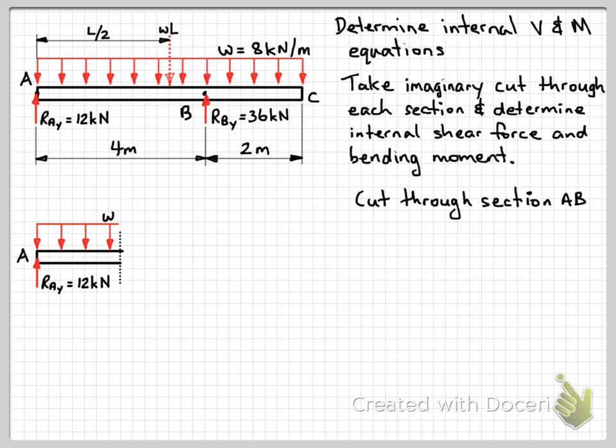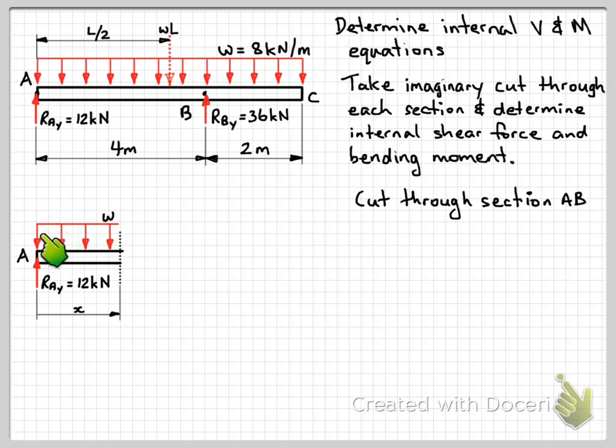And because we're trying to write an equation for the internal actions as a function of where we are in the beam, we need to write a variable that describes that location. So here we're just describing that as the distance from the left-hand end at point A to the position where we've taken our imaginary cut, and we've called that x.